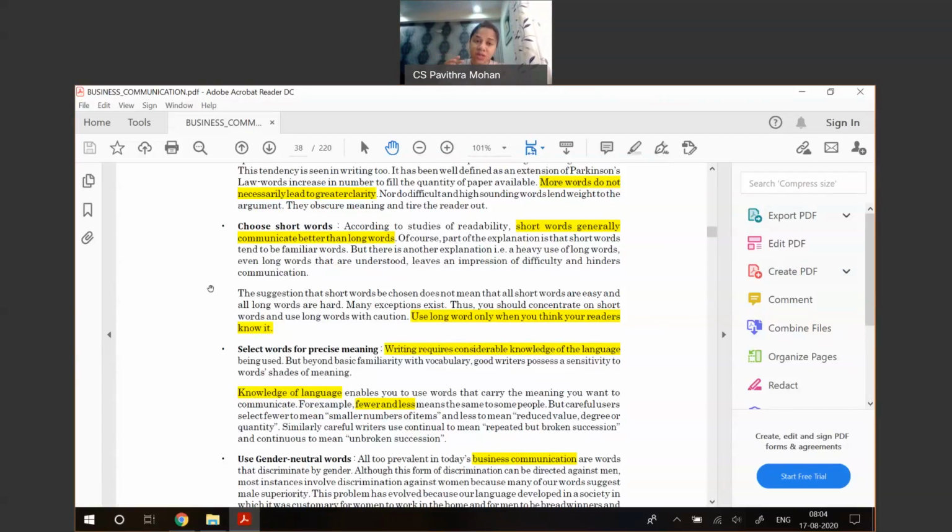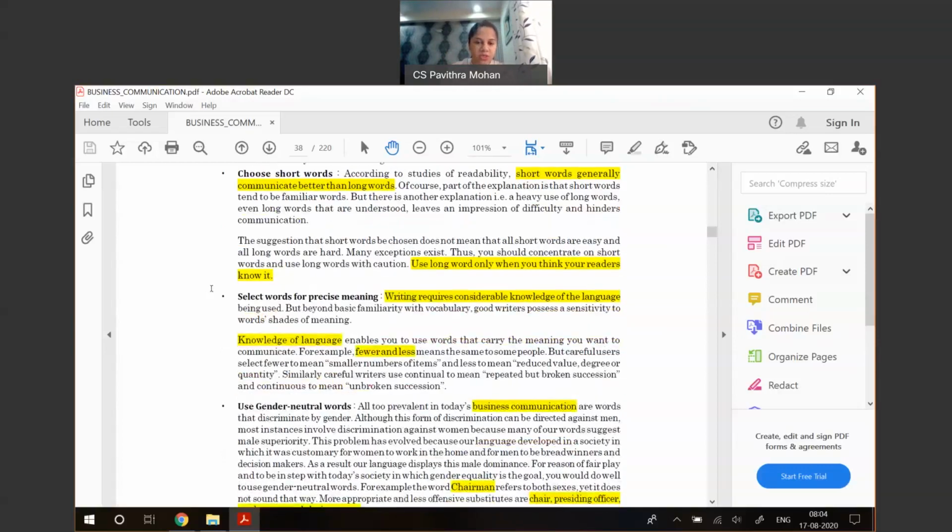In the professional world, that is very, very important. Keep it very simple. Use long words only when you think that the reader is aware of them. That's what we told you: know the audience first. If you're comfortable with your audience, then you can go ahead and use long words. Otherwise, kindly go with short words.